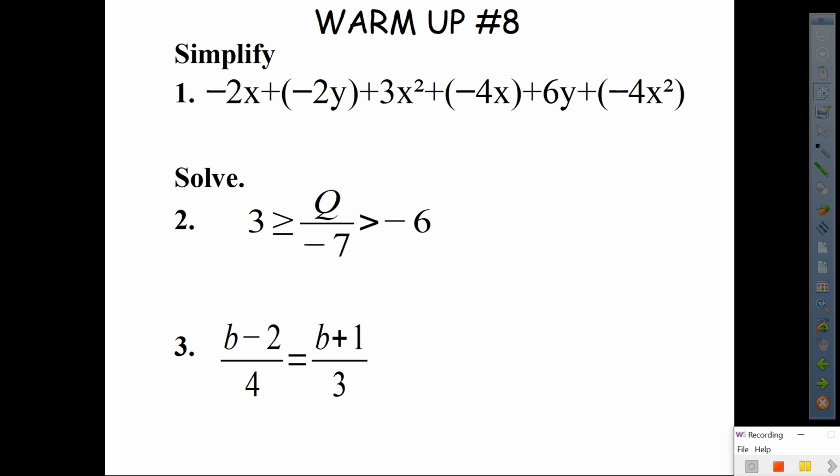For numbers 2 and 3, it says solve. Number 2 reads, 3 is greater than or equal to q divided by negative 7 greater than negative 6. And number 3 reads b minus 2 over 4 equals b plus 1 over 3. So I'll give you guys some time for that. Ready and go.